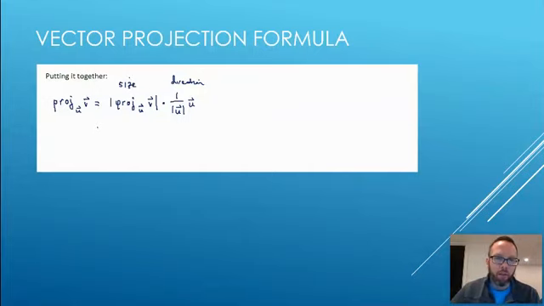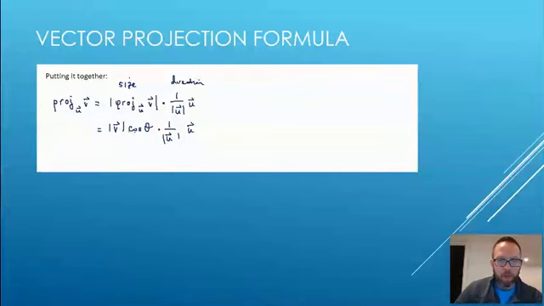So putting those things we developed earlier together, we have the magnitude of V times cos theta times 1 over the magnitude of U, times vector U. I might bleed into this open space down here, but let's keep going. So our goal is to have a nice tidy formula that we can use. And looking at the left here, we've got magnitude of V, scalar, cosine theta, scalar, magnitude of U, scalar.